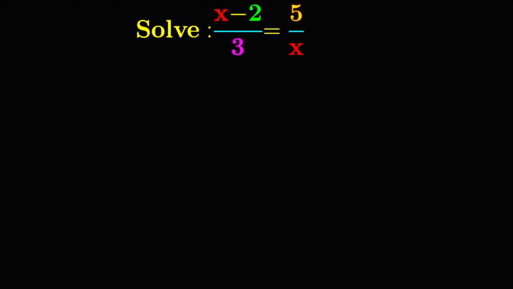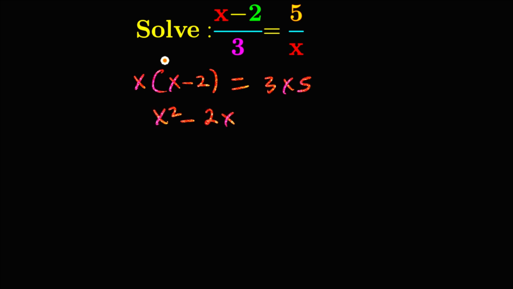Let us solve this nice equation. Solve x minus 2 over 3 equals 5 over x. So the first thing is just to cross multiply. So we're going to have x minus 2 multiplying x, so we're going to have x into x minus 2, and then we have 3 times 5. So that will be x squared minus 2x equals 15.